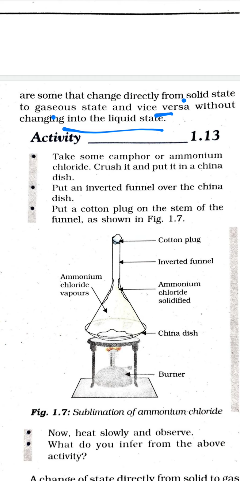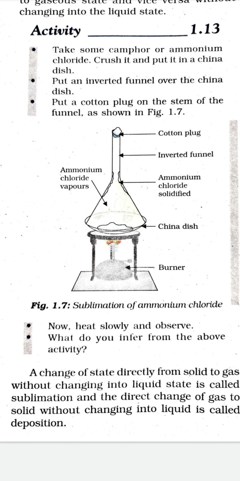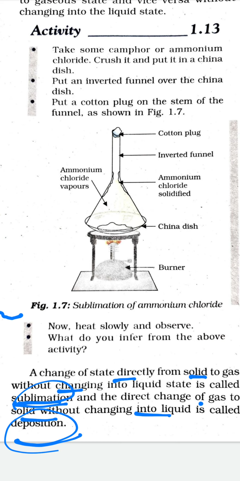So some of the substances right from the solid state change into the gaseous state and change from the gaseous state into the solid state without coming into the liquid state. The entire process is called sublimation, right? So a change of state directly from the solid state without changing into liquid state is called sublimation, and the change of gas to solid without changing into liquid is called deposition. So we get two terms here.